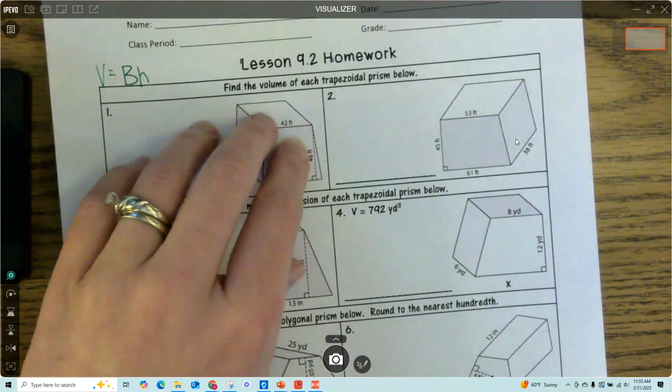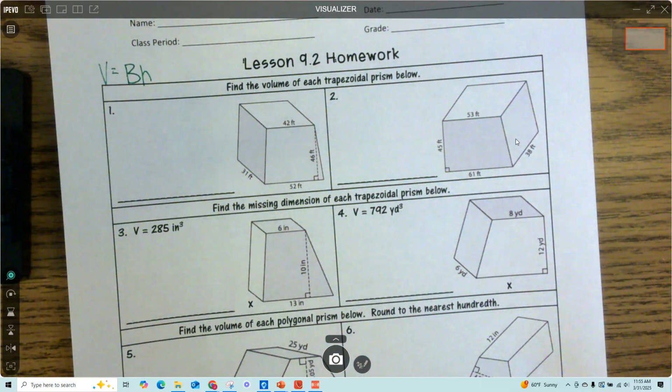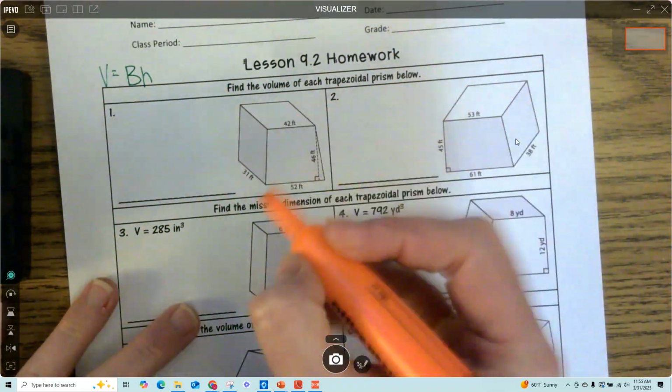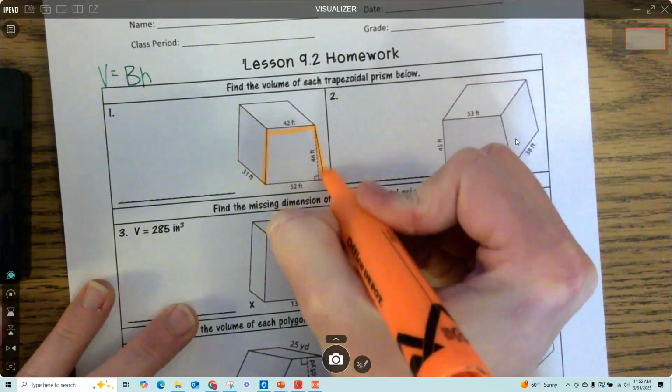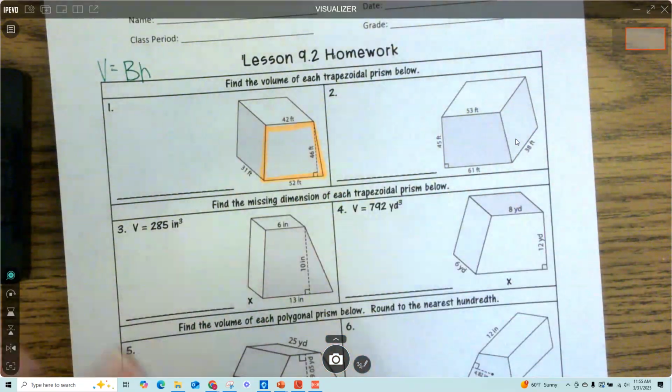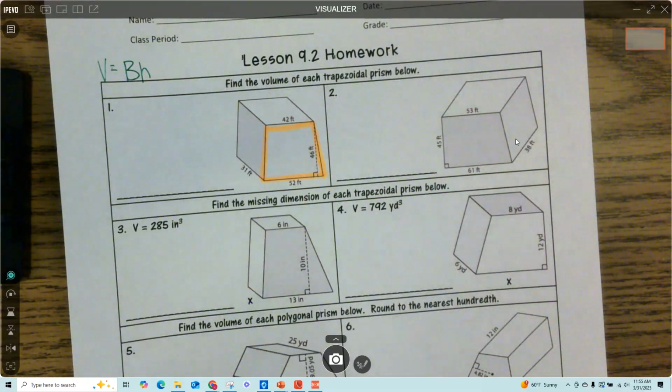So on these top four, the base is a trapezoid, so make sure that you can pick out which side is your base. Find the trapezoid on these. So especially these, they're not going to be sitting on their base. Usually their base is kind of facing you where you can see it.